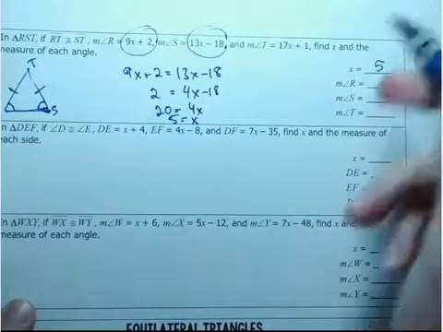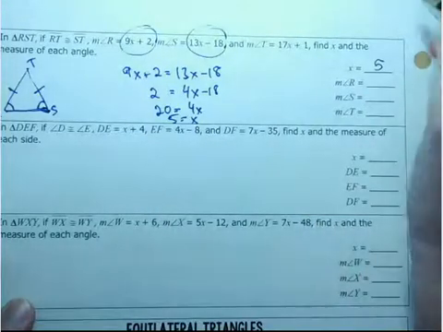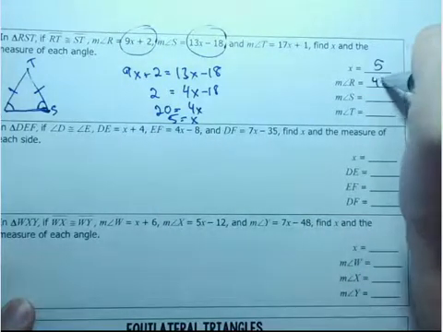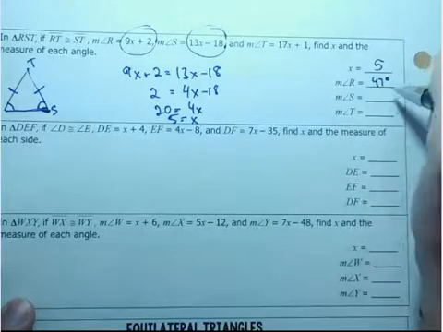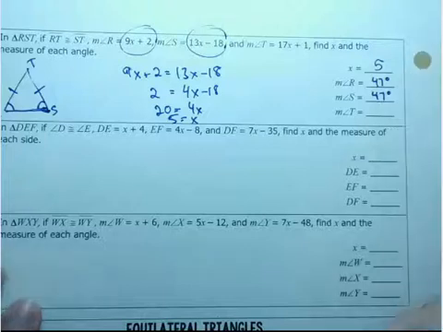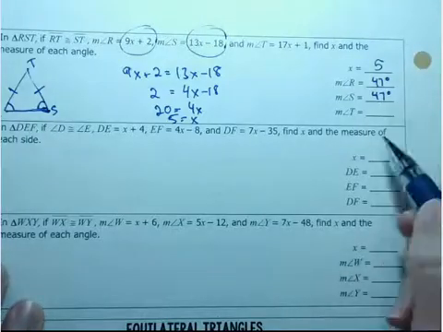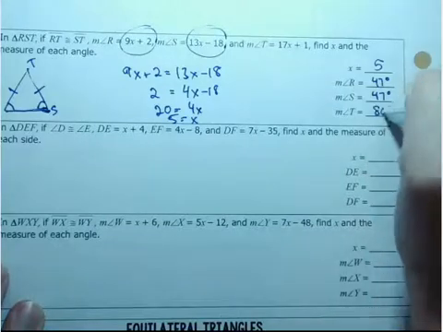And then you're going to take your angle measures and plug those in. So if x is equal to 5, then when I put 5 in for the measure of angle R, 9 times 5 plus 2 gives me 47 degrees. 13 times 5 minus 18 will give me 47 degrees. Well, of course, right? I need to make sure those are the same. And then the measure of angle T is going to be 86 degrees.